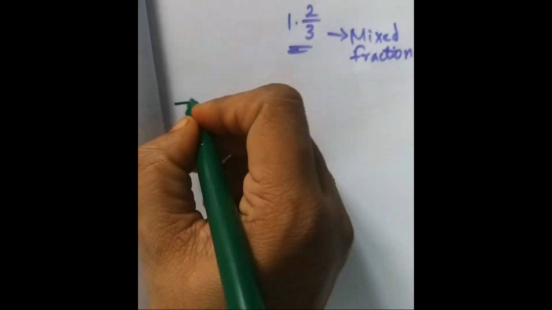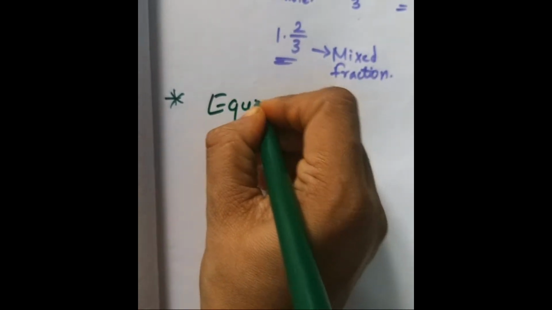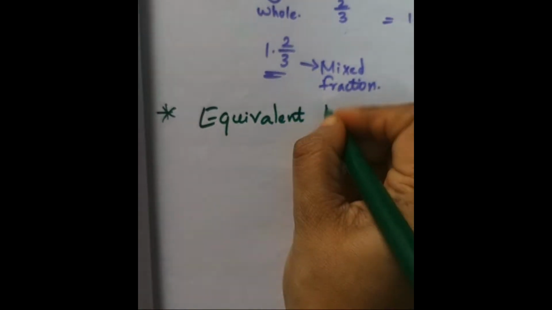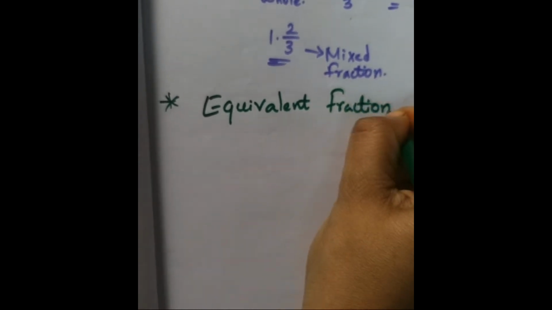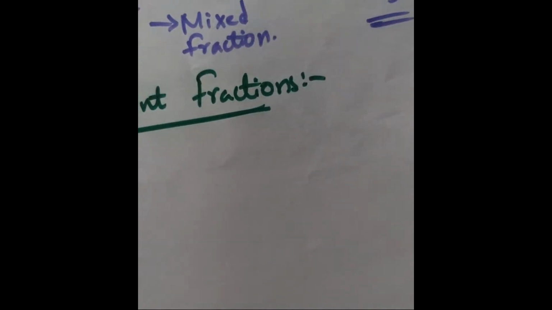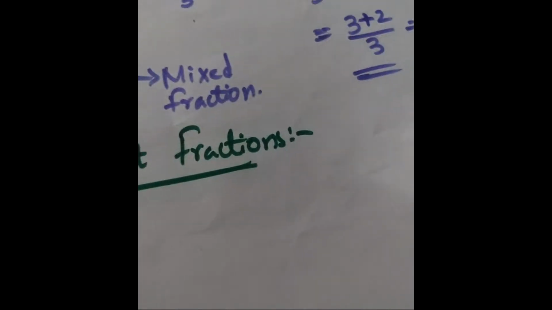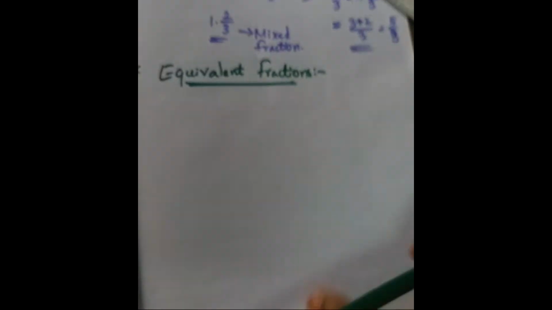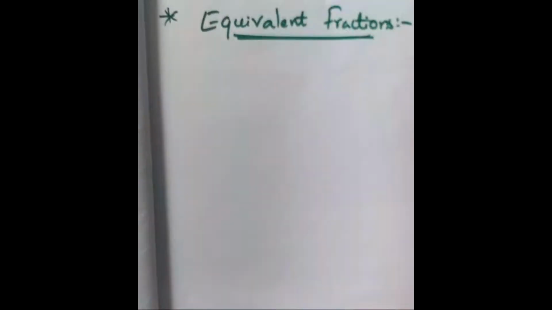Okay, now another is equivalent fraction, children. What is an equivalent fraction? Equivalent fraction means, by example, I will show here what an equivalent fraction is. Here, see here, I am taking one example here. By that, you can easily understand what an equivalent fraction is, children. Okay, I am going to show by figures.